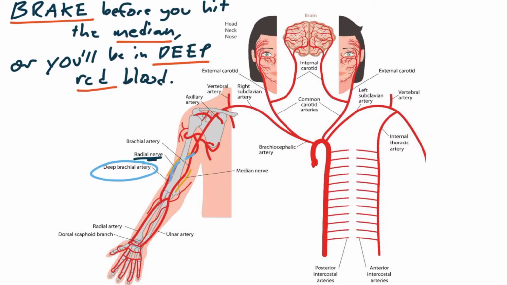If you can remember that the brachial artery and the median nerve can be damaged together, and the deep brachial artery and the radial nerve can be damaged together, it'll help you a lot on board exams.